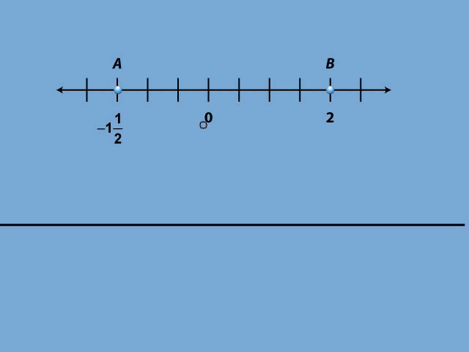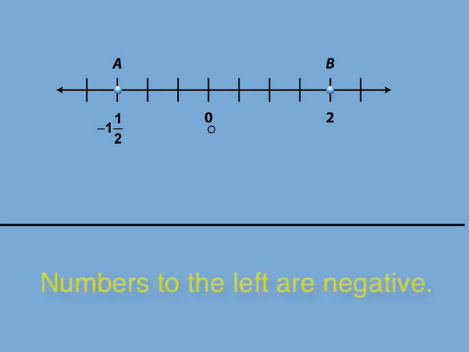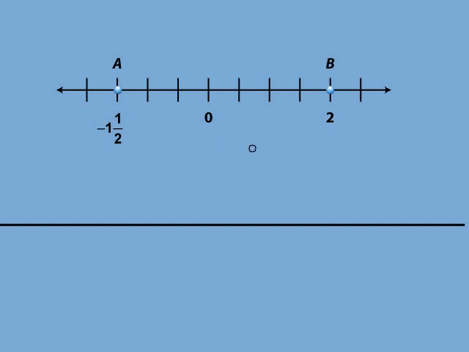Here is 0, and all rational numbers to the right are positive. All rational numbers to the left are negative. Not only that, the numbers are in sequential order. This means that as you go from left to right, the numbers increase in value. And as you go from right to left, the numbers decrease in value. A number line is useful for graphing rational numbers and better understanding the values they represent.